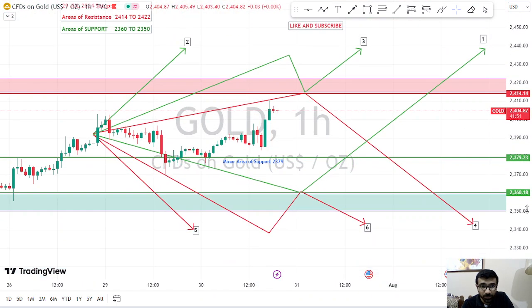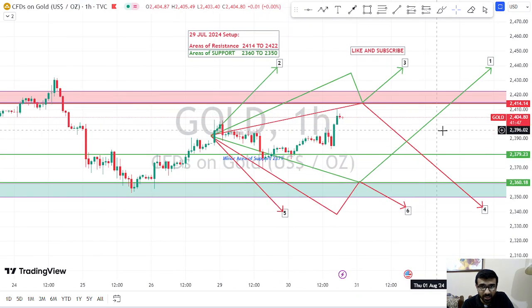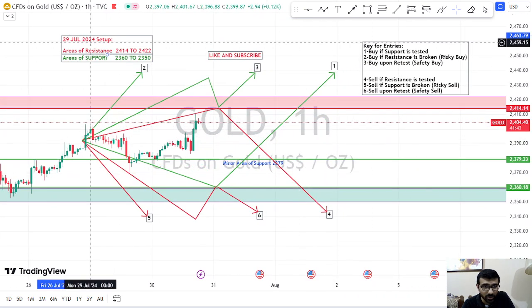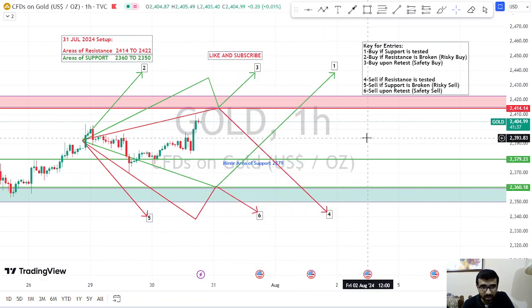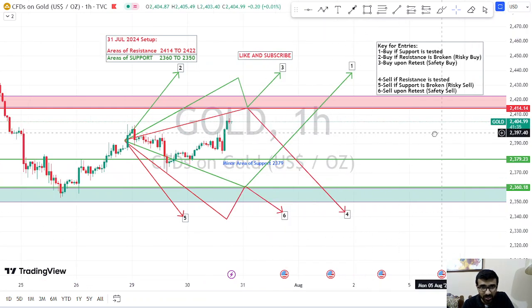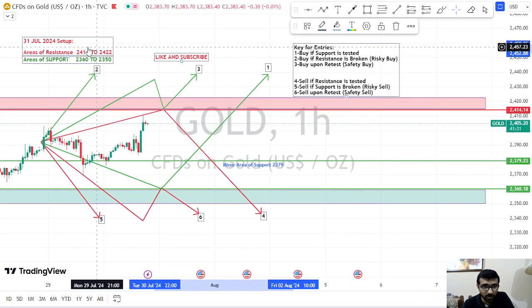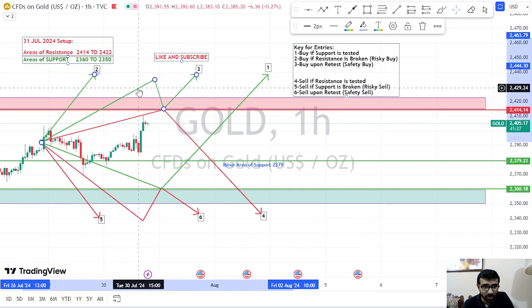Okay, so market has behaved just the way we had expected, and market is still trending in between our marked area of resistance and support. So for tomorrow as well, for the 31st of July, we are still bullish in this gold versus US dollar pair. So we will be moving forward these scenarios for tomorrow.